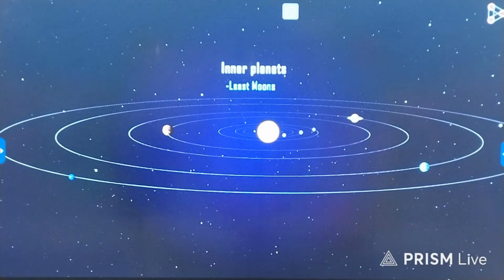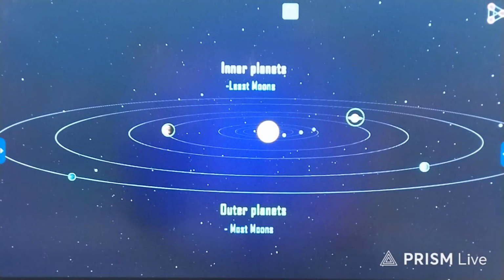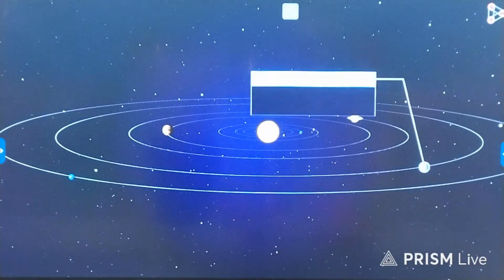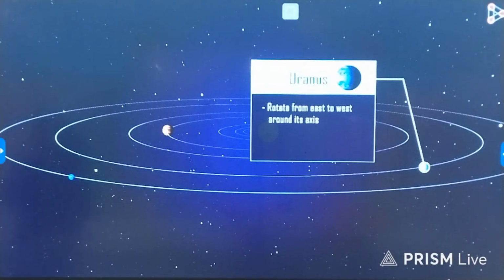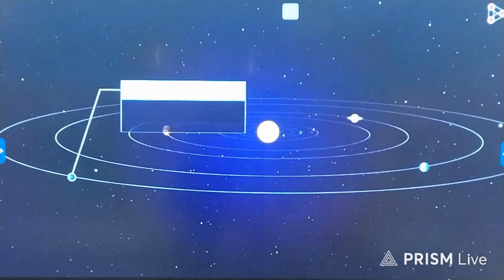The planets outside of the orbit of Mars, which are Jupiter, Saturn, Uranus, and Neptune, are called outer planets and are said to have the most amount of moons. Now, coming back to Uranus, like Venus, Uranus is also said to rotate from east to west around its axis. And speaking of its axis, it is completely tilted to a point where it appears to be sideways, making Uranus rotate from up to down instead of left to right.